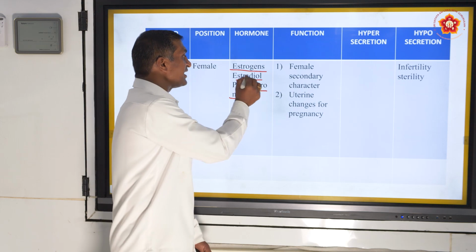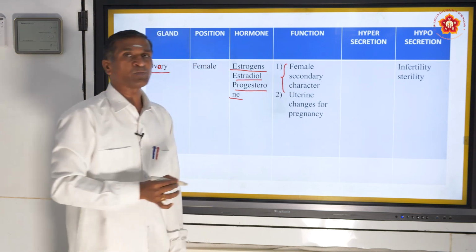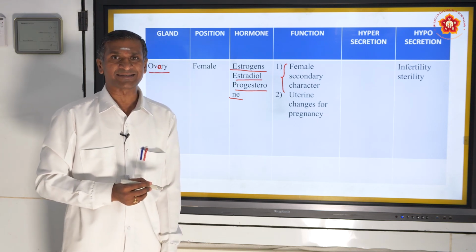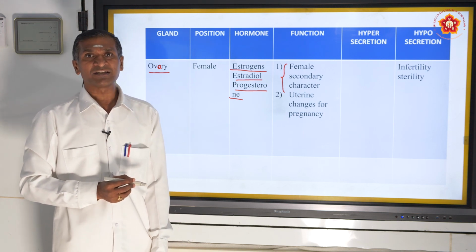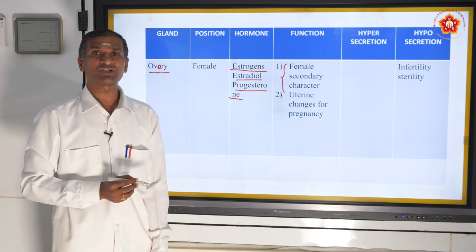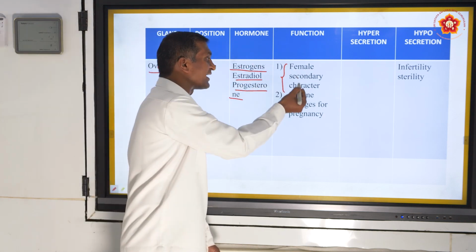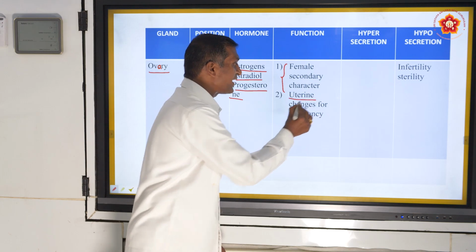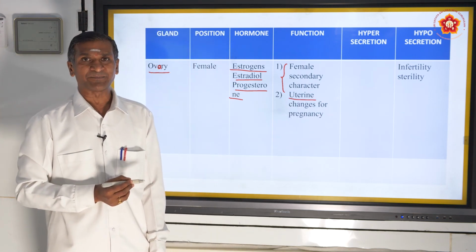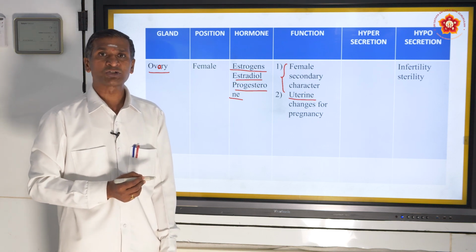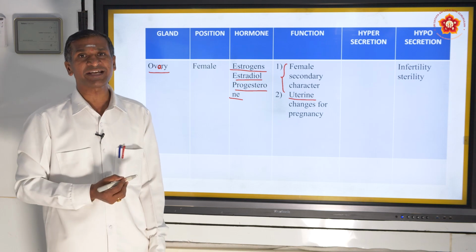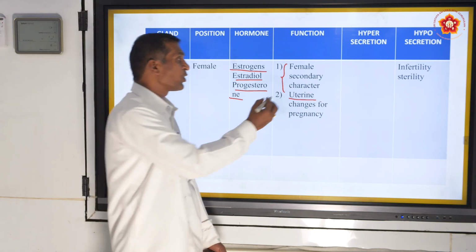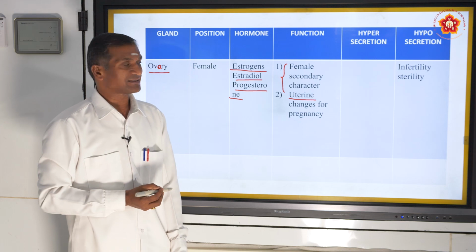In females, the estradiol is going to bring the female secondary characters. What are these female secondary characters? The breast development and the menstrual cycle development; menstruation is a female secondary character. What about the progesterone? It brings the uterine changes for pregnancy. The women become mothers. The pregnancy stage of the women is brought about with the help of this progesterone hormone. That's what: uterine changes for pregnancy.